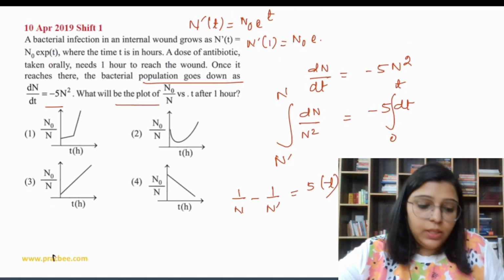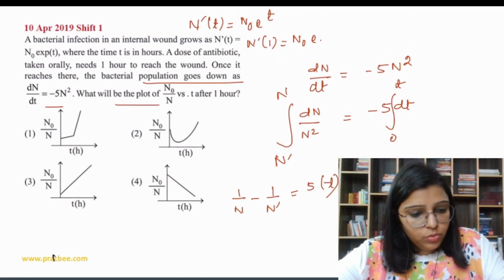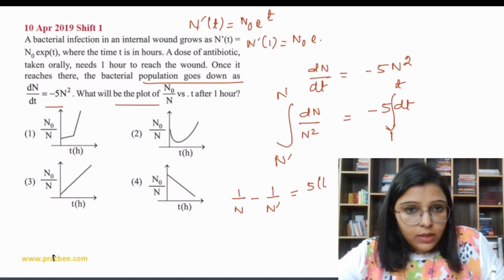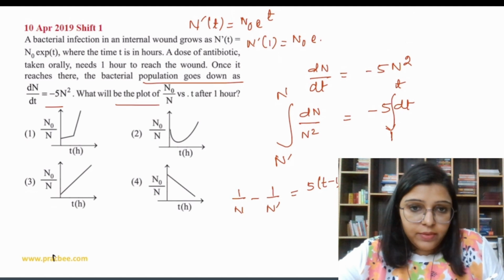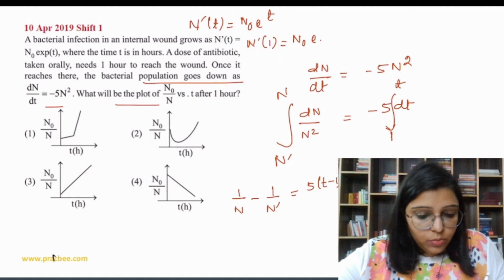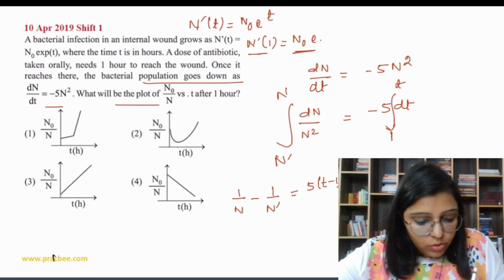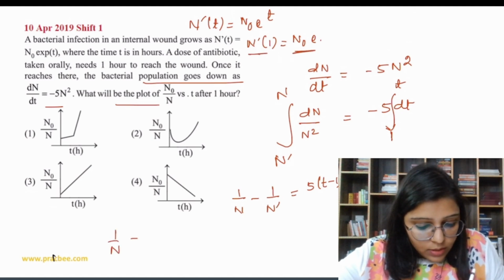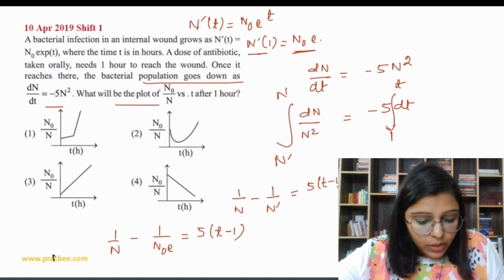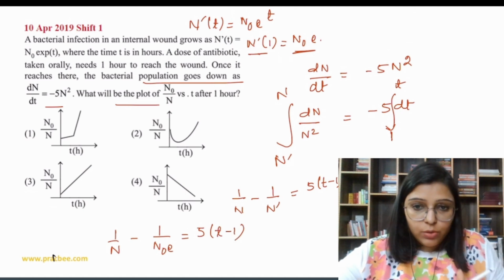ठीक है, 5t minus 1 भी कह सकते हैं, 0 to इधर 1 to t कर देते हैं, राइट, we have to write 1 to t. ठीक है, so 5t minus 1. So when the time is 1 hour, तो we can say n dash is equal to n naught e. So we can write 1 by n minus 1 by n naught e is equal to 5t minus 1. Now multiply this equation with n naught.